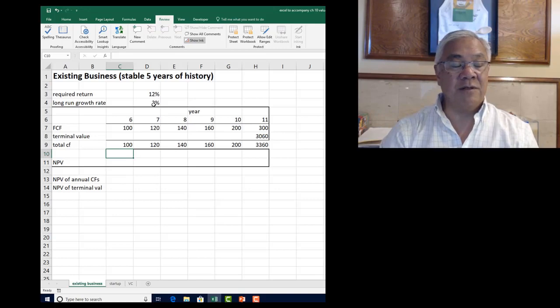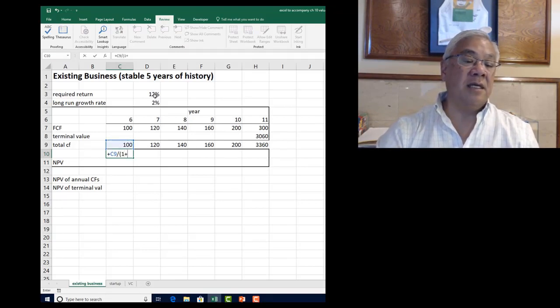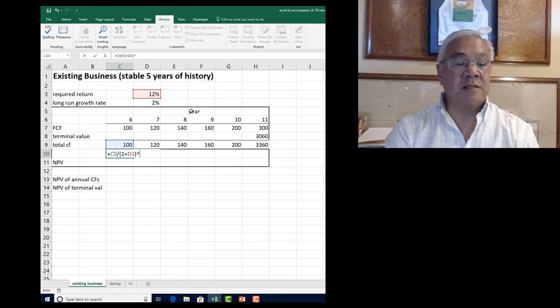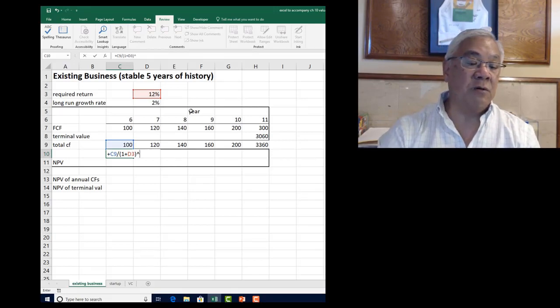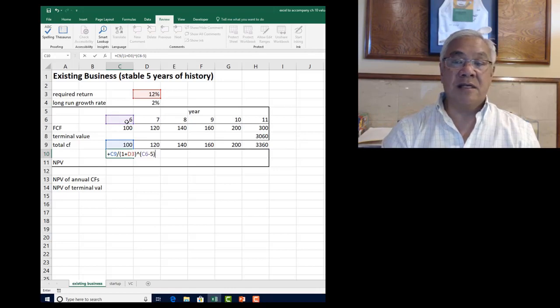The old-fashioned method, we'll do the old-fashioned method first, is to take the individual cash flows and pull them back to time 0. So plus that number divided by, open parens, 1 plus the required return raised to the power of the number of years. Now notice that normally we start with 1, 2, 3, 4, 5. Here we have 6. So we're going to do something a little bit more complicated. It's 6 minus 5 is equal to 1. And doing it this way, we can then copy this formula across.